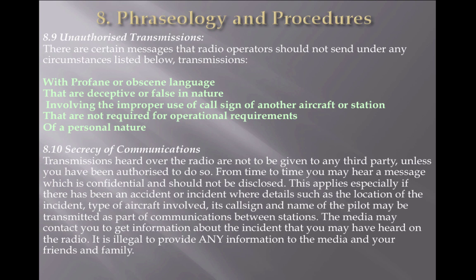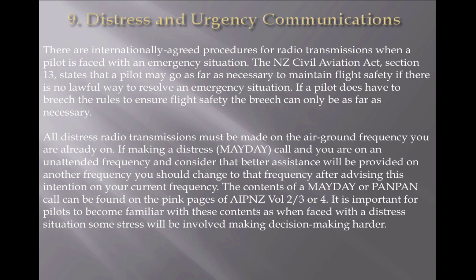Transmissions heard over the radio are not to be given to any third party unless you have been authorized to do so. From time to time you may hear a message which is confidential and should not be disclosed. This applies especially if there has been an accident or an incident where details such as location of the incident, type of aircraft involved, its call sign, and name of the pilot may be transmitted as part of the communication between stations. The media may contact you to get information about the incident that you may have heard on the radio. It is illegal to provide any information to the media and your friends and family without prior permission.